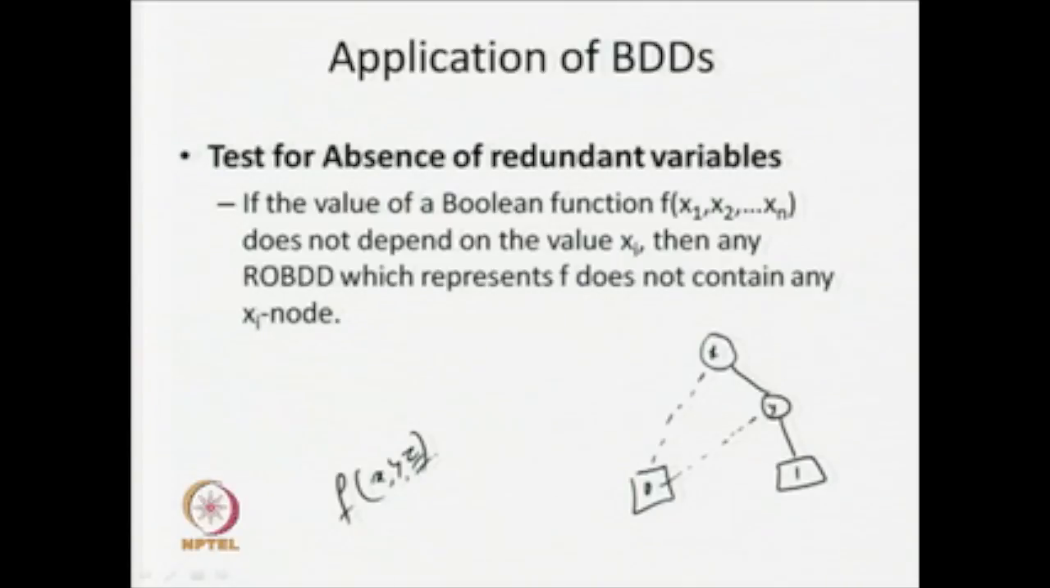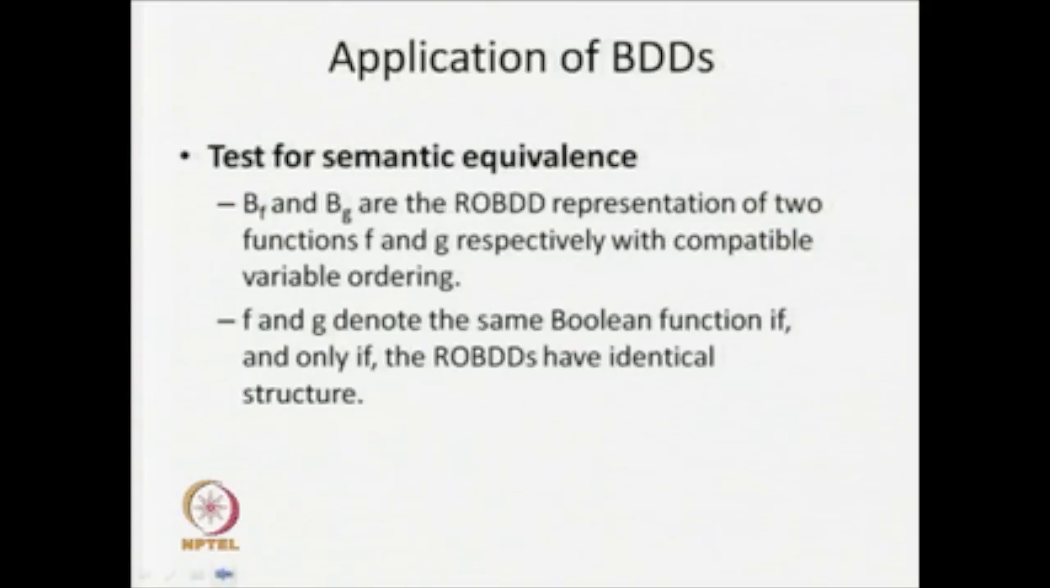So, if one particular variable is not appearing in this structure, we can very well say that the function is independent of this variable. Similarly, we can test for semantic equivalence, because with respect to a particular variable ordering, it is going to give me a unique BDD representation.